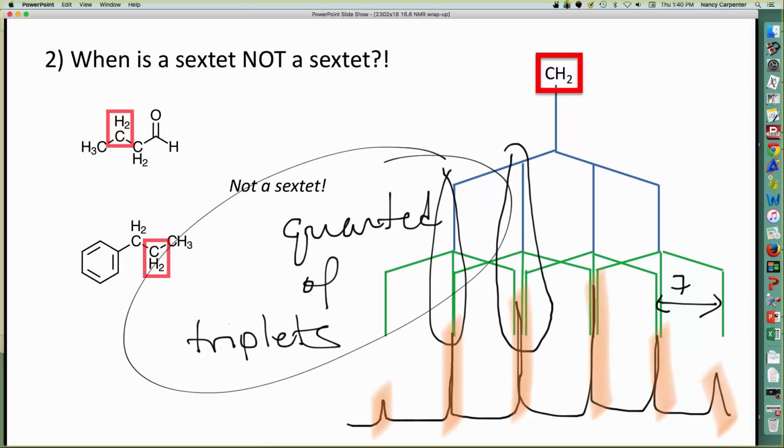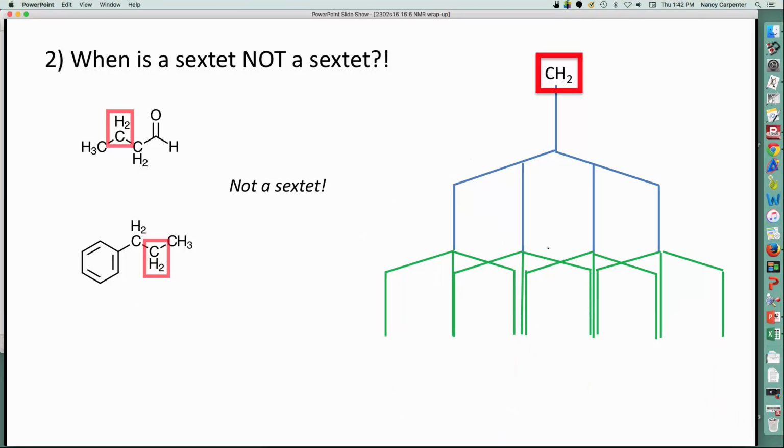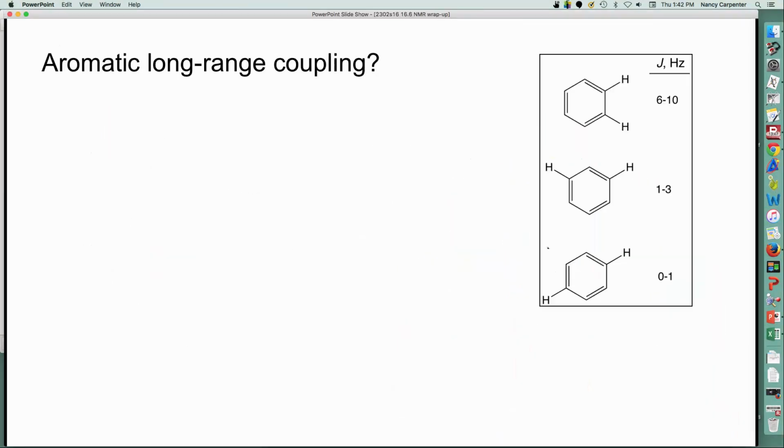Okay, so that's what it really is, although you'll see in Karty and other textbooks they'll often call it a sextet. It's not a sextet, it's an overlapping quartet of triplets. Who needs this? Well, it's really important when you're trying to elucidate the structures of complex molecules. Now, another example of complex splitting: aromatics.